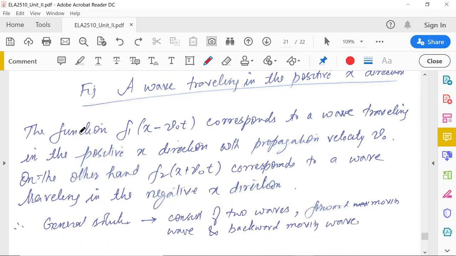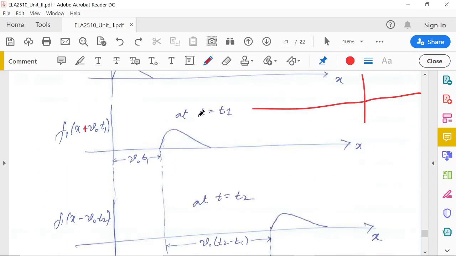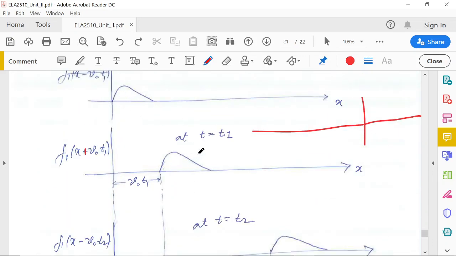So we have two functions, two solutions: one function which seems to be moving to the right side, or positive x direction, with the speed v naught. How can we count the speed? For example, we are moving here at time equal to t1. So this is the distance it has covered in time t1. So what is the speed? The speed is just x over t1.